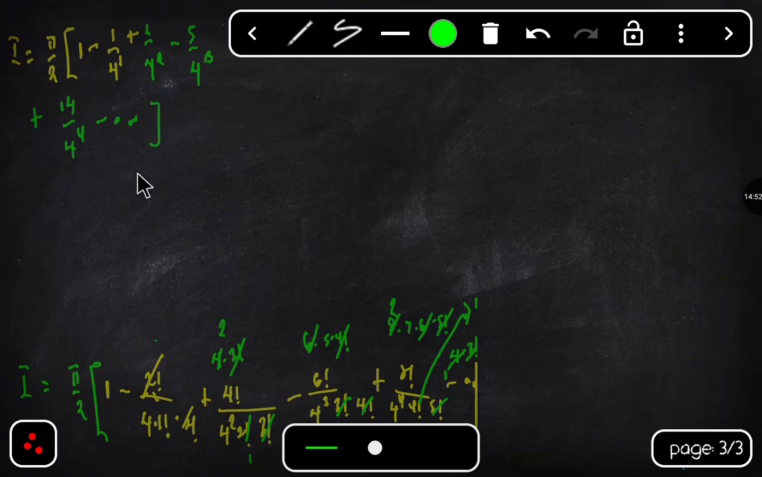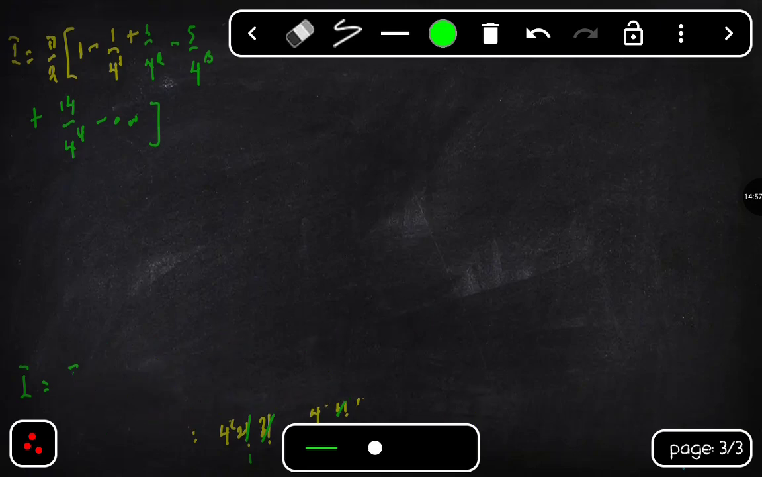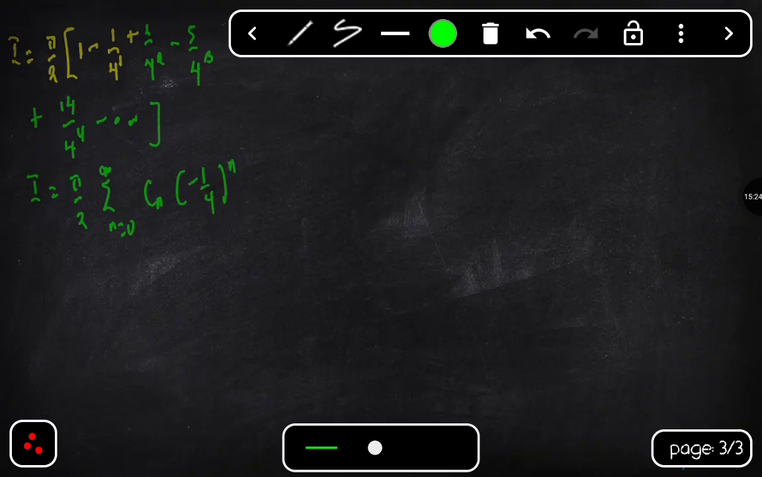Okay, now I cannot continue this one. Remember that we can represent this sum or this series in form of the Catalan series. Catalan number. You all know the Catalan number. Do you know it? Yeah. So that is where this comes from. So we have I is equal to pi over 2 sum of n from 0 to infinity of Cn times negative 1 over 4 raised to the power of n, where Cn is the Catalan number. So everything here we've generated it into this form.